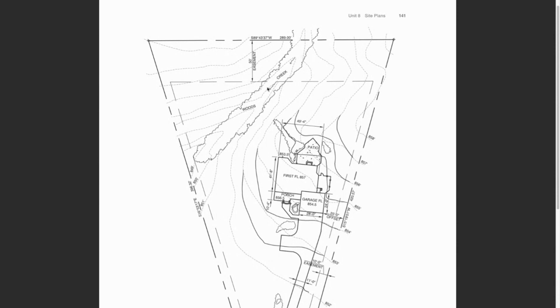So if there's water in here, it's going to flow from up to down, right, high to low. You see a 50-foot easement off this rear property line. We'll explain what an easement is in just a minute.